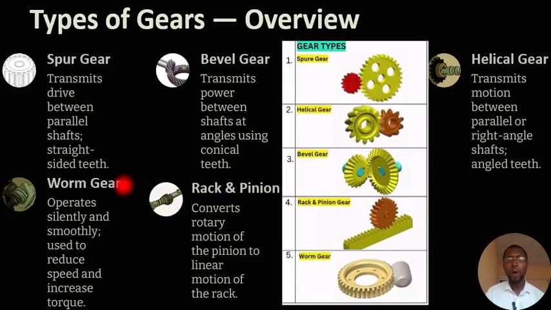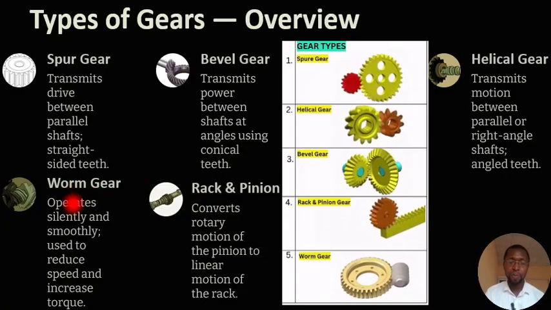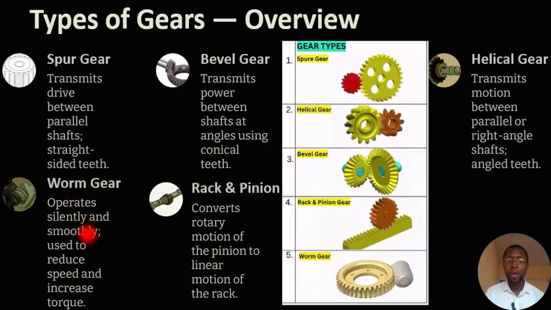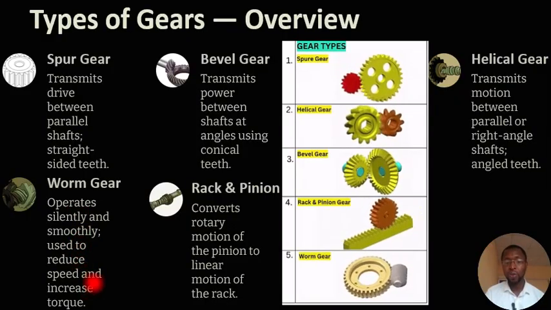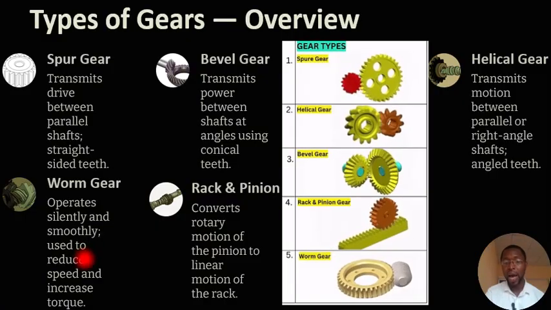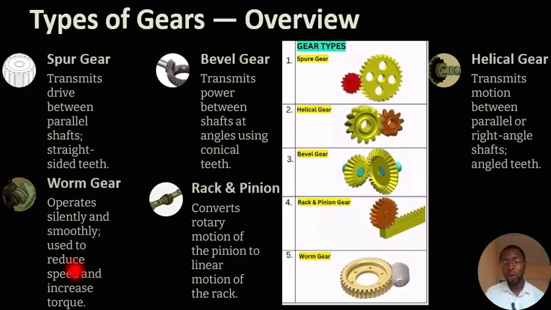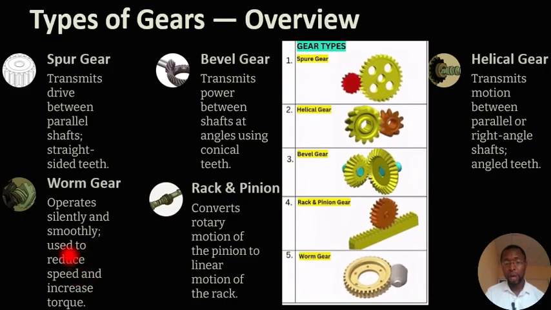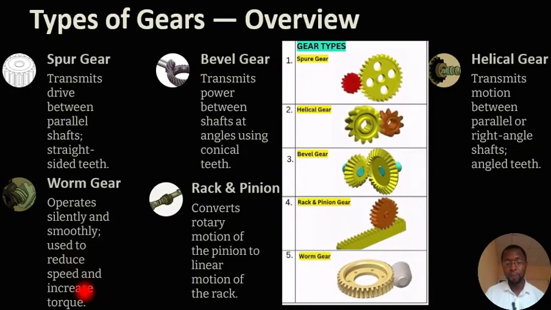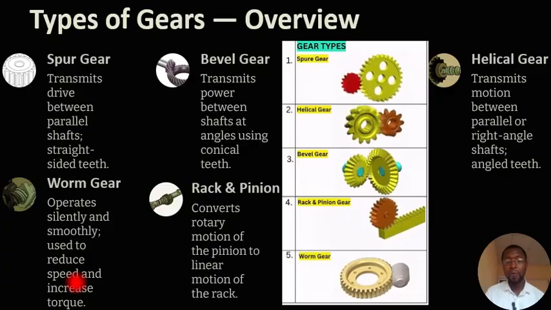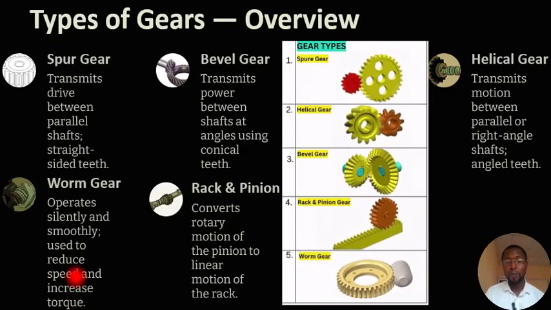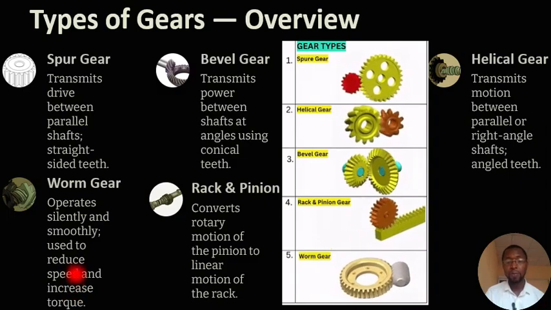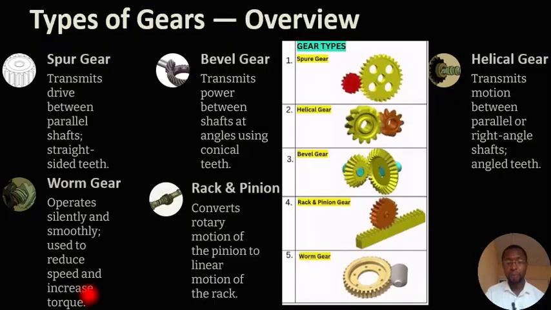We also have another one called the worm gear. The worm gear operates silently and smoothly, and what it does is to reduce speed and increase torque. Torque is just a form of force of a mechanical machine.